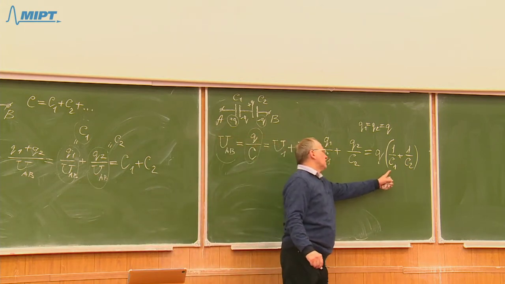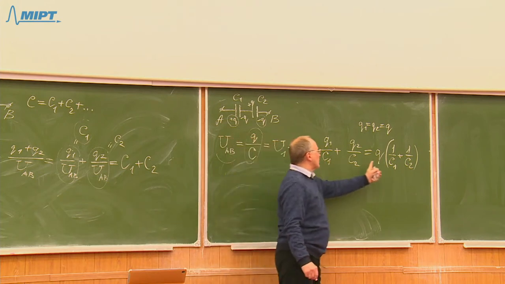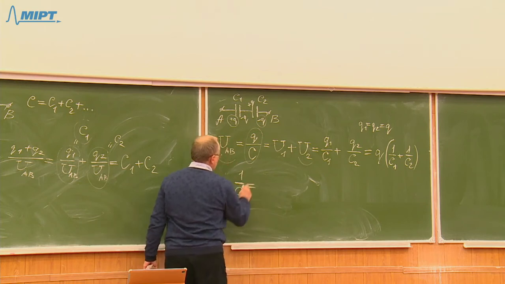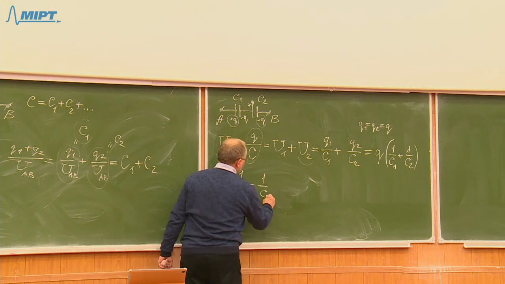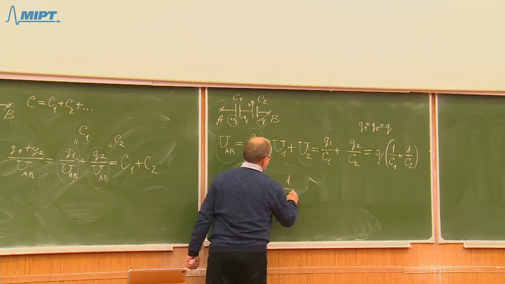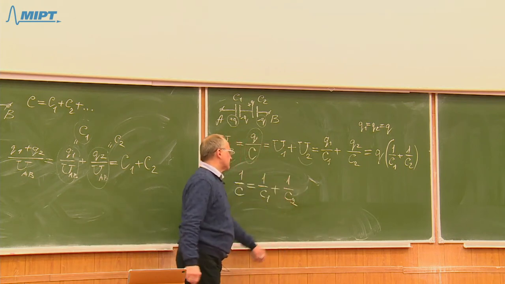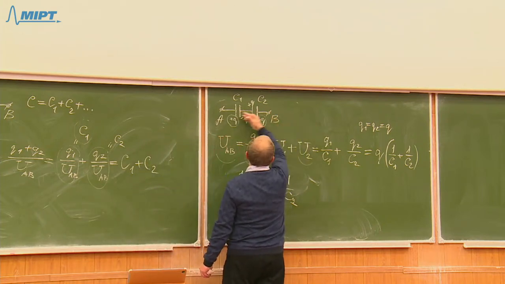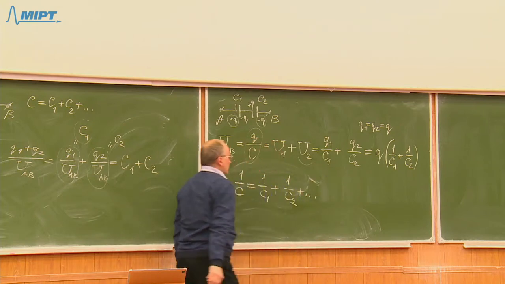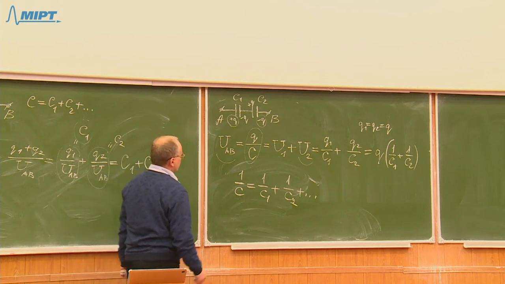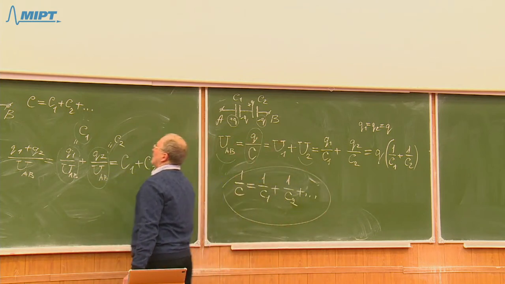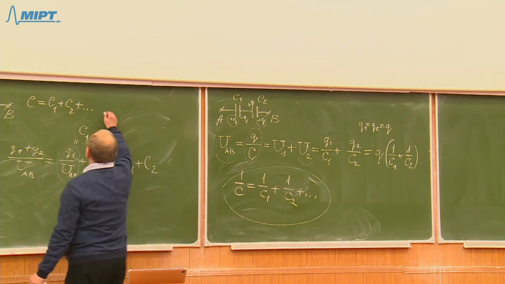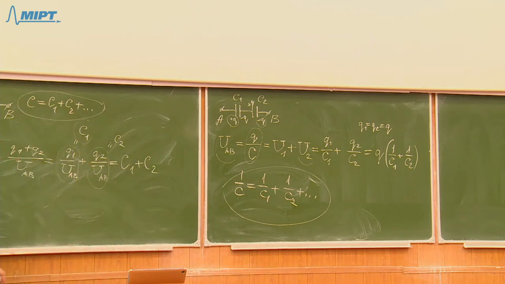Well, looking at this formula, we notice that Q, the charge of each capacitor, being the charge of the battery, can be canceled in this formula, and we obtain that 1 divided by the total capacitance of the battery will be equal to 1 divided by C1, the capacitance of the first capacitor, plus the inverse capacitance of the second capacitor. That will be the capacitance of the battery. And if there are many capacitors connected in series, then we will have more terms in this sum. So this formula defines the capacitance in case of serial connection of capacitors. And this formula defines the capacitance of the battery in case of parallel connection.